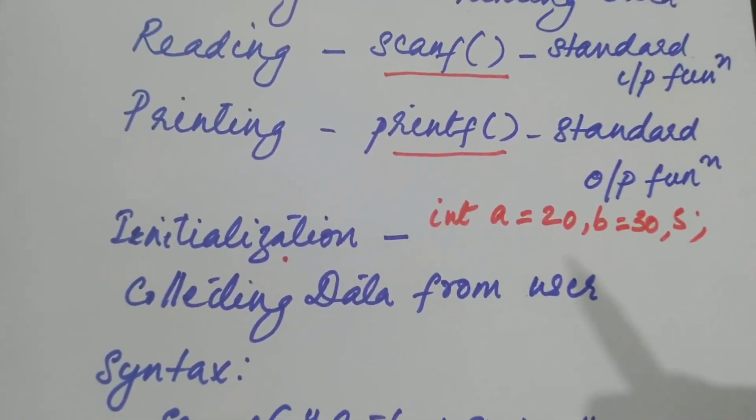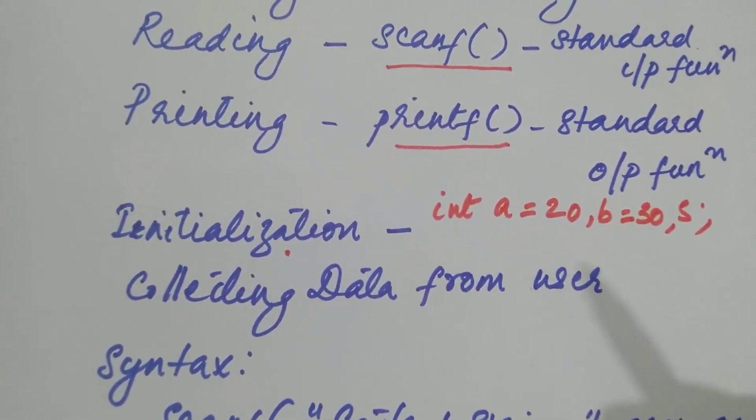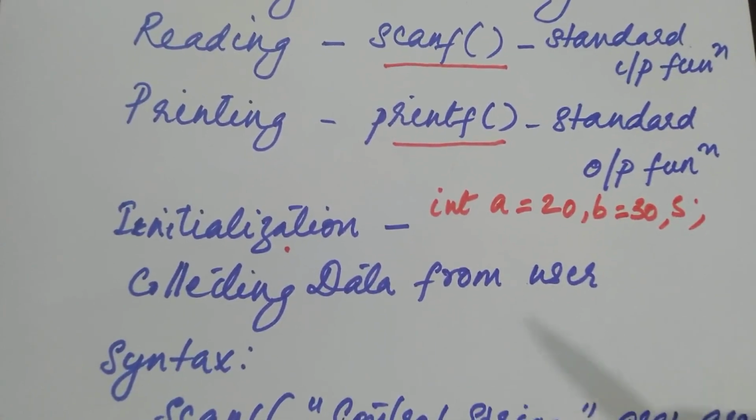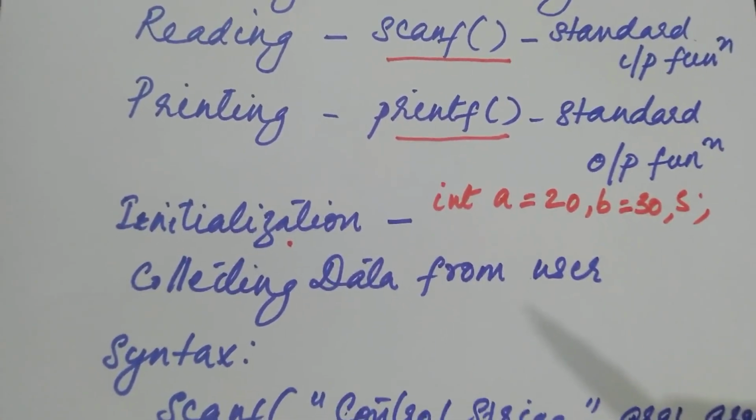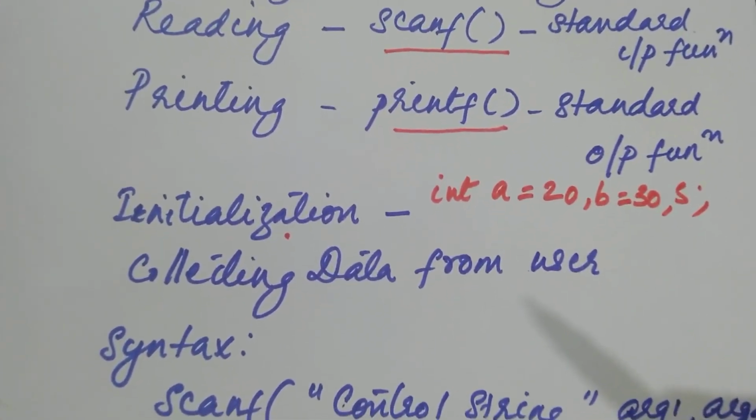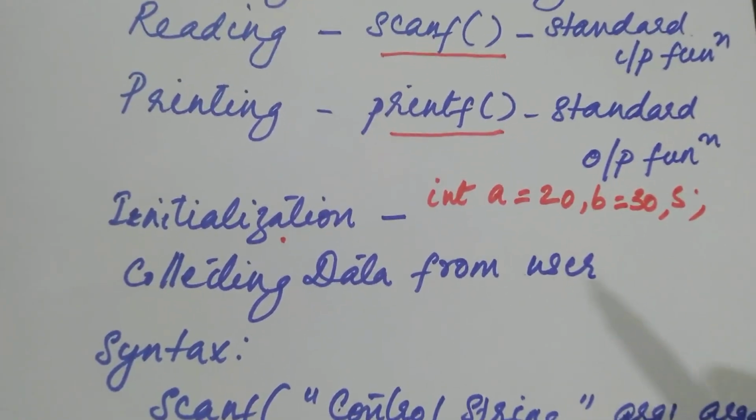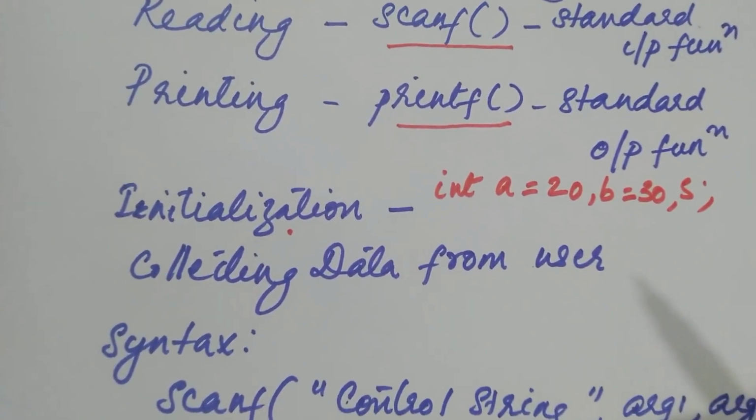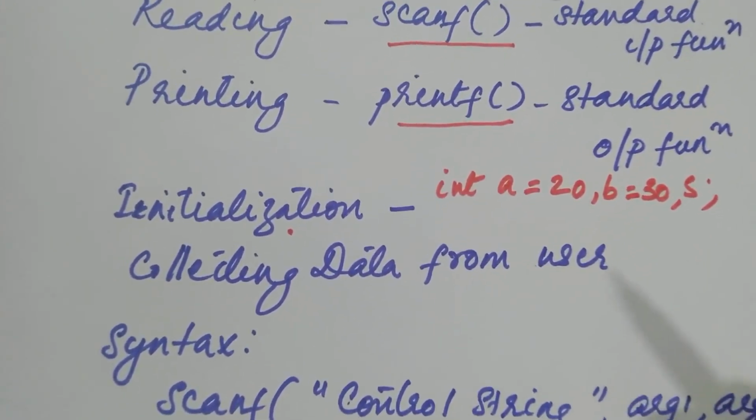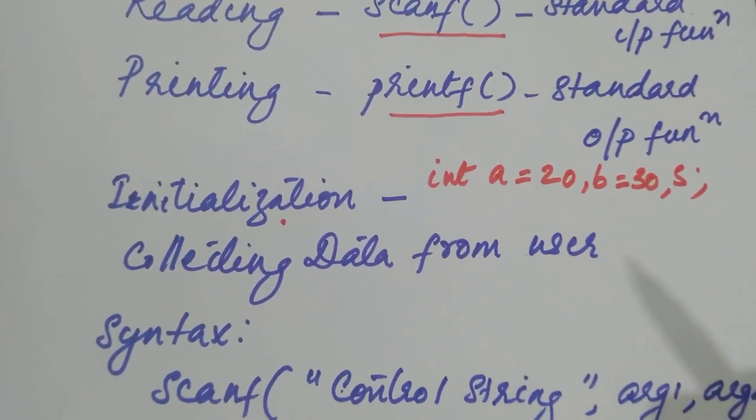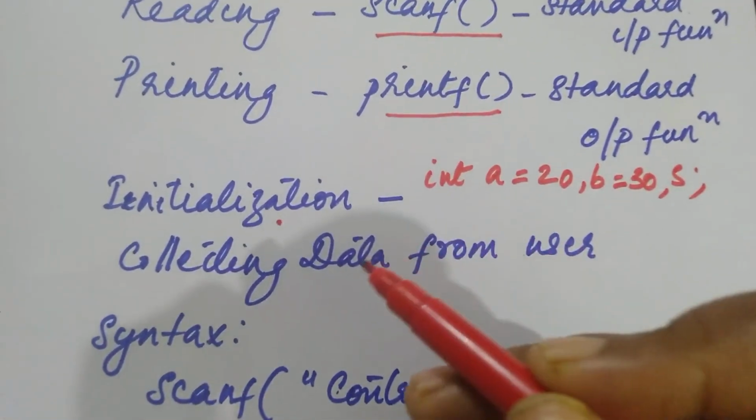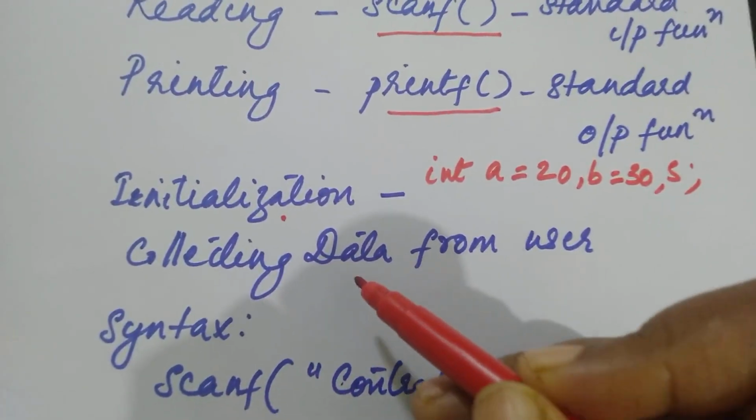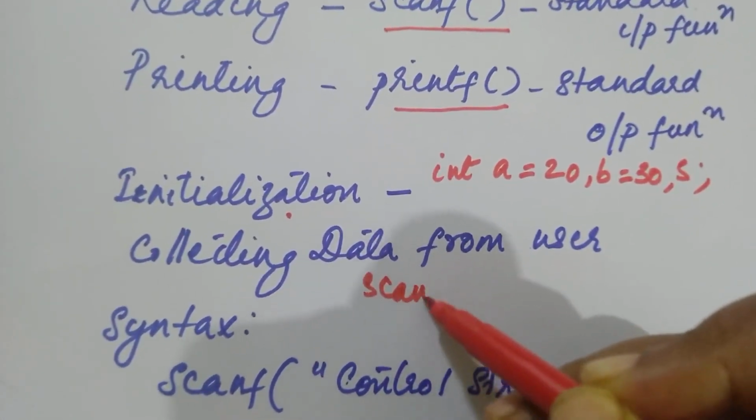So, in a general case program, we have to give different data in each execution. That means in some situation we have to find the sum of 10 and 5, and in some other situation we have to find the sum of -6 and 20. So the data should be given by the user according to his choice. In such a way, the data can be collected from the user using the scanf function.